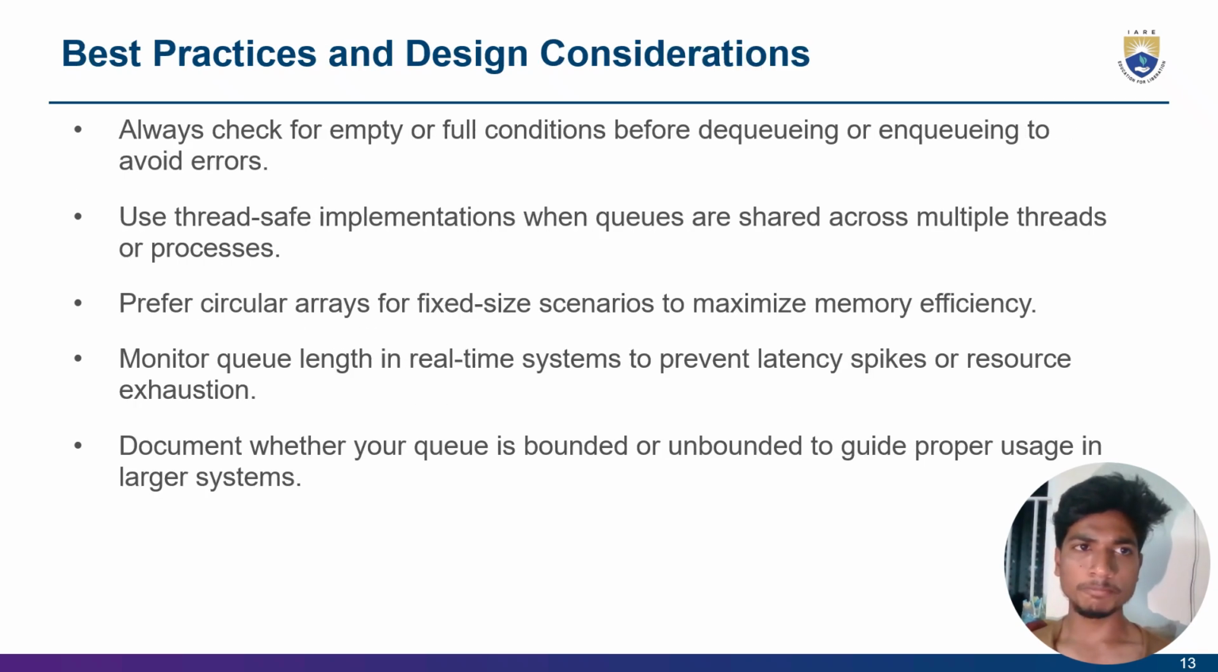The next one is best practices and design considerations. Always check for empty or full conditions before dequeuing or enqueuing to avoid errors. Use thread safe implementations when queues are shared across multiple threads or processes. Prefer circular arrays for fixed size scenarios to maximize memory efficiency. Monitor queue length in real-time systems to prevent latency spikes or resource exhaustion. Document whether your queue is bounded or unbounded to guide proper usage in larger systems.